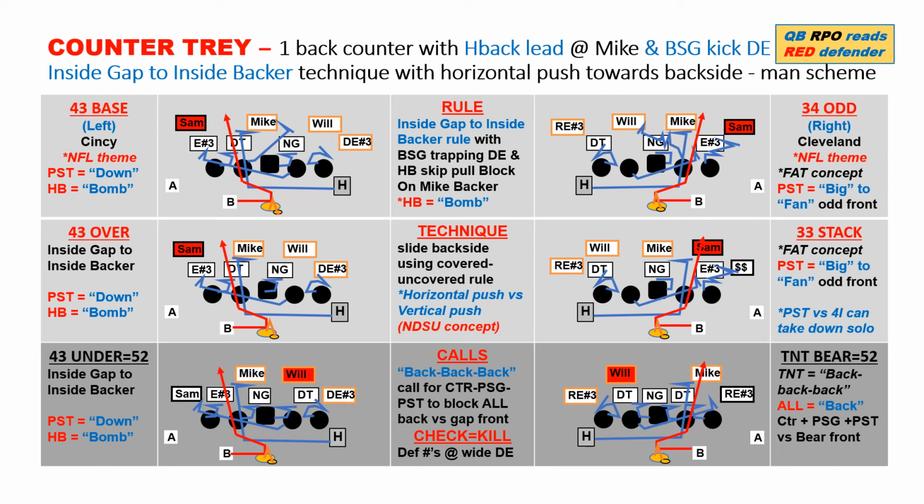Again, the exception to all inside gap RPO blocking is the TNT. Center gives a TNT call. What that does is alerts the quarterback now. The Sam is going to be blocked, and we're going to go ahead and read the Will backer.